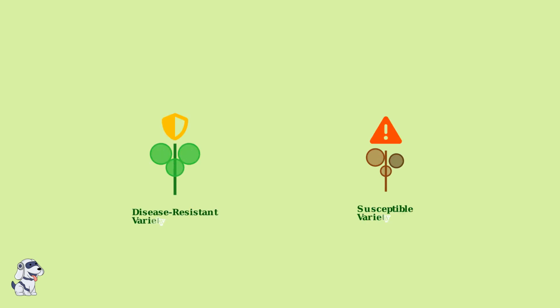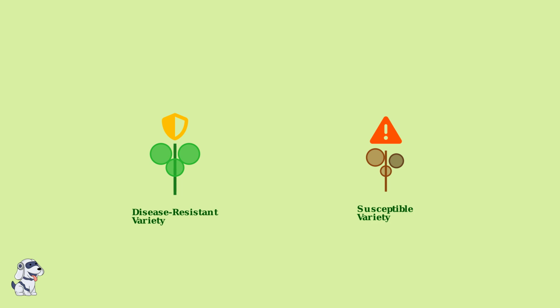When growing cucurbits, one of the most effective strategies for disease prevention is selecting varieties that have been bred for disease resistance. This proactive approach can significantly reduce disease problems before they even start. Disease-resistant varieties are plants that have been specifically bred to withstand attacks from particular pathogens. While a susceptible variety may quickly succumb to disease, a resistant variety maintains its health and productivity even when exposed to the same pathogens.